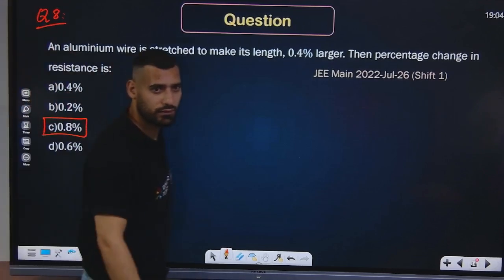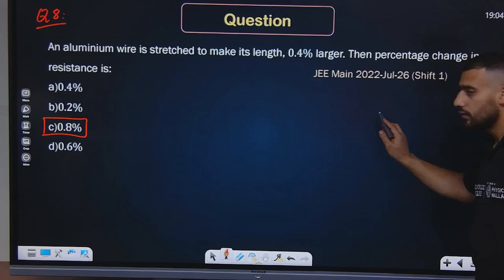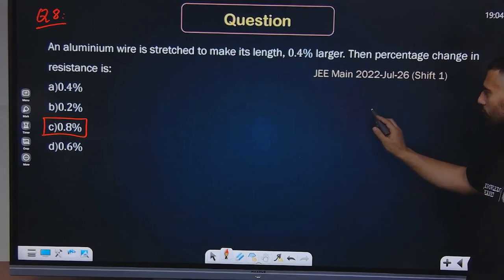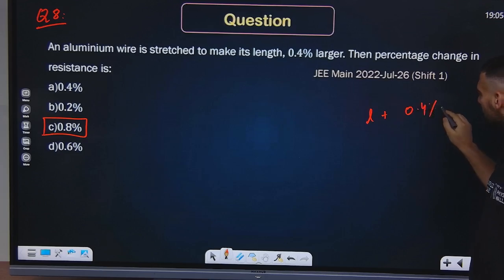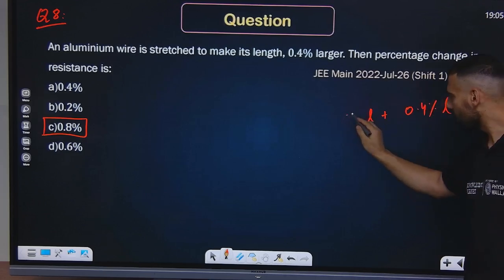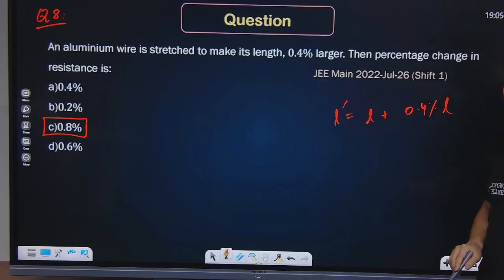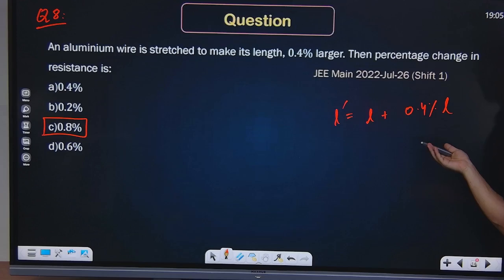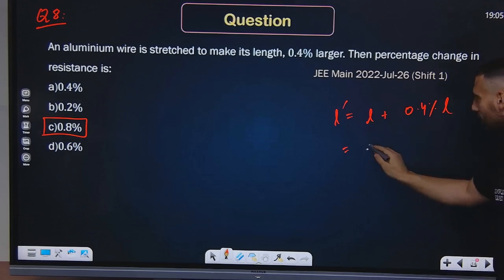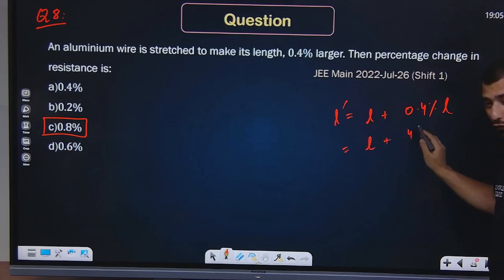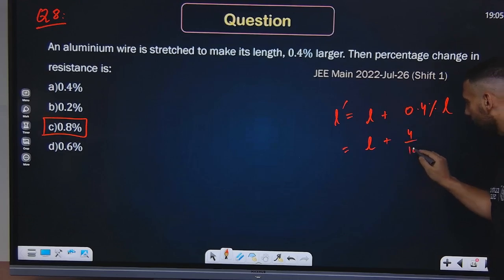Let's wait. How is that 100? What kind of addition are you doing? L plus 0.4% L, right? That is your L dash. I assumed L to be 100 and then 0.4% larger than that. Ah, 0.4%. Okay, don't worry. L plus 4 by 1000.